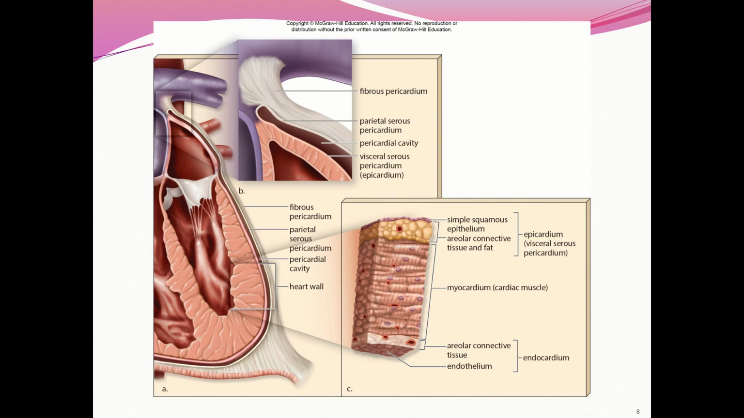This illustration shows the layers of the heart, including the pericardial cavity containing the serous fluid. So the fibrous pericardium, or the parietal pericardium, is attached to the body cavity wall. The visceral serous pericardium, or epicardium, is attached to the heart. The myocardium is the muscle that makes up the walls of the heart. The endocardium is the simple squamous epithelial tissue on the interior of the heart, and it is called the endothelium.